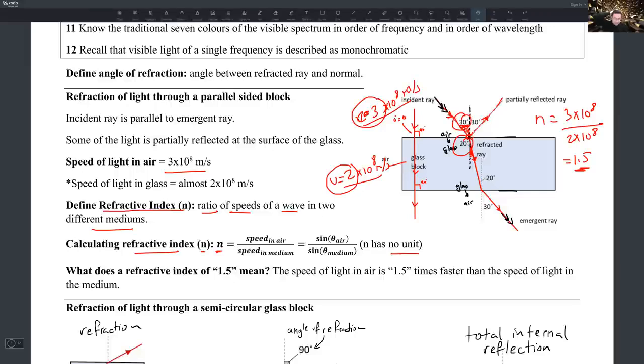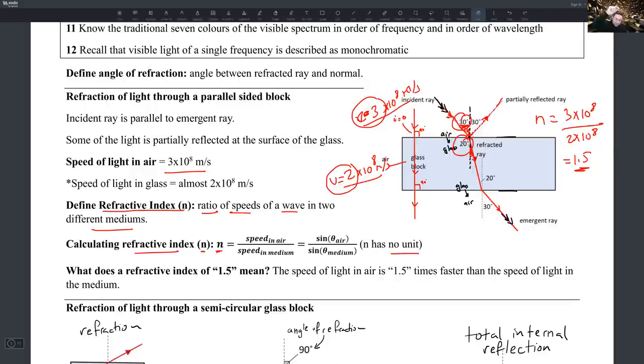Okay? So what if I tell you that you have another material with an index of 2, for example? What does that mean? It means that the speed of light in air is 2 times faster than the speed of light in the medium. Okay?